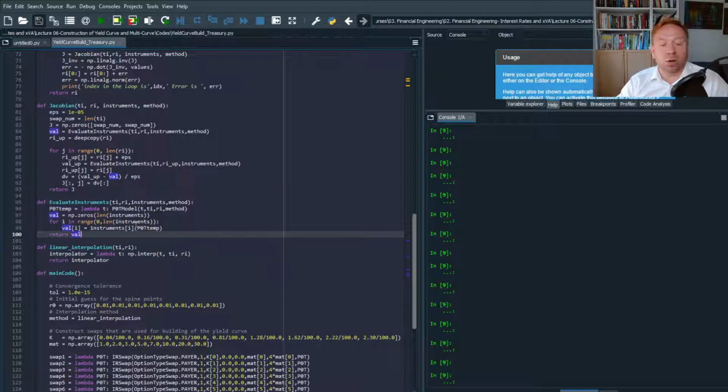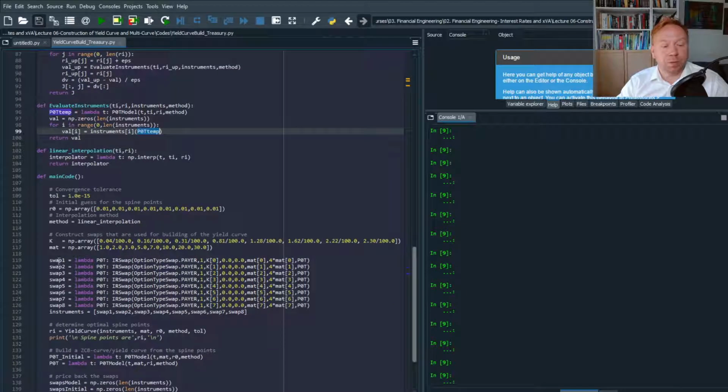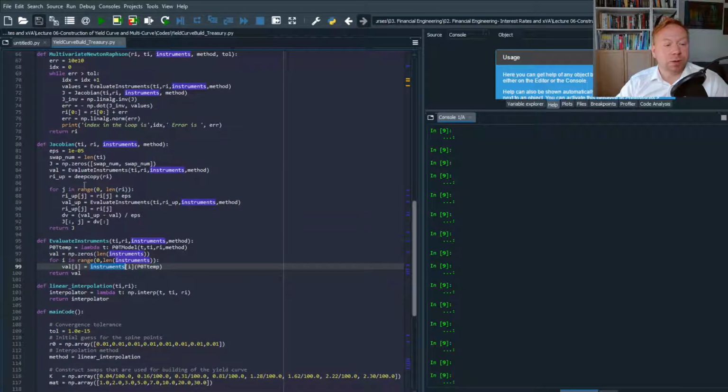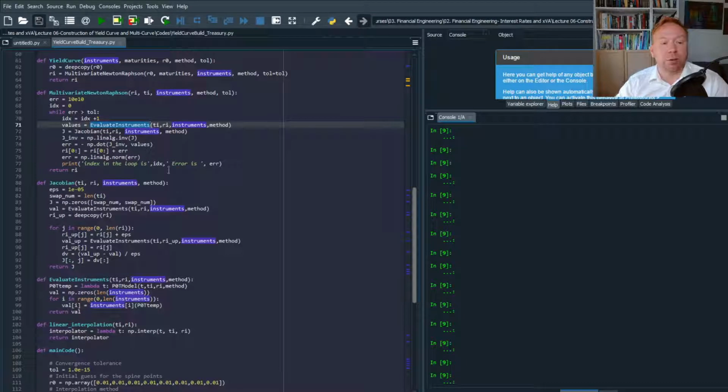So we iterate over all the instruments, and for each of these instruments, here instrument I, we evaluate it as a function of a zero coupon bond p temp, which is defined in terms of times, spine points and the interpolation method. This is handy because we defined our swaps as lambda expressions of a zero coupon bond, and the zero coupon bond is a lambda expression itself. So we have lambdas of lambdas, you can think of it like that. We change here our zero coupon bond, and then we evaluate our instruments. So we evaluated our trades, our contracts that we have in our vector.